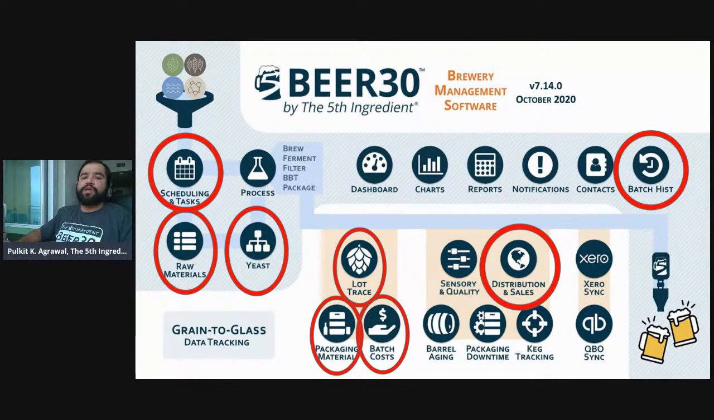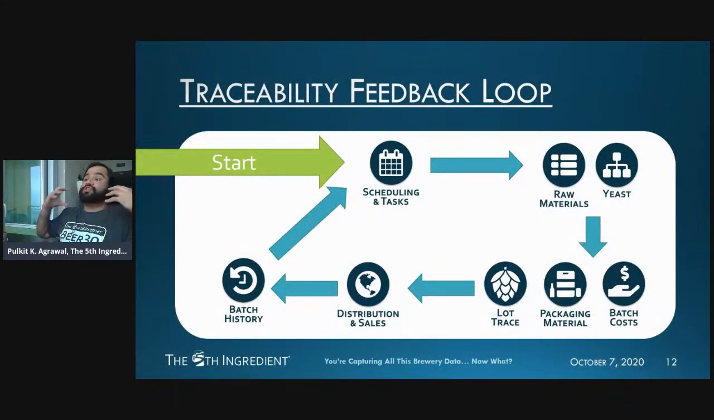And the really awesome thing about this is that when you take these different areas that I'm pointing out, it turns into this really cool diagram, nice and clean, which starts off with understanding the starting side, going into scheduling and tasks, raw materials and yeast management, again, understanding the cost of goods and costing side, distribution and sales, and batch history.